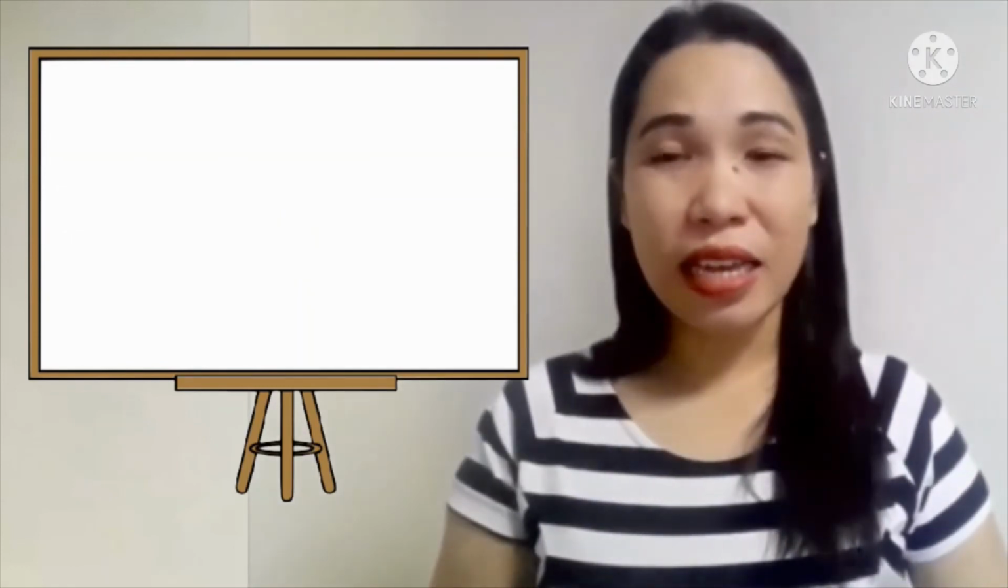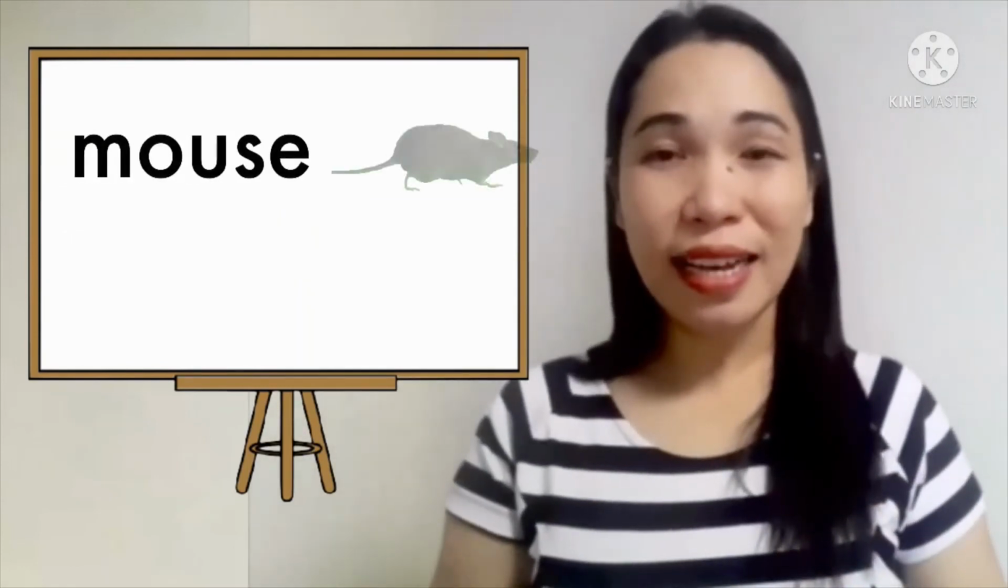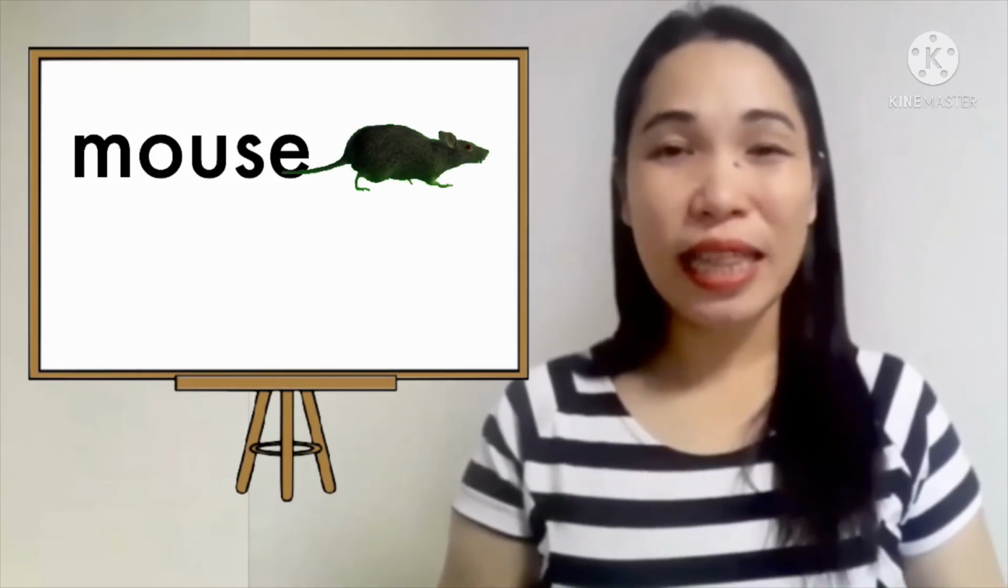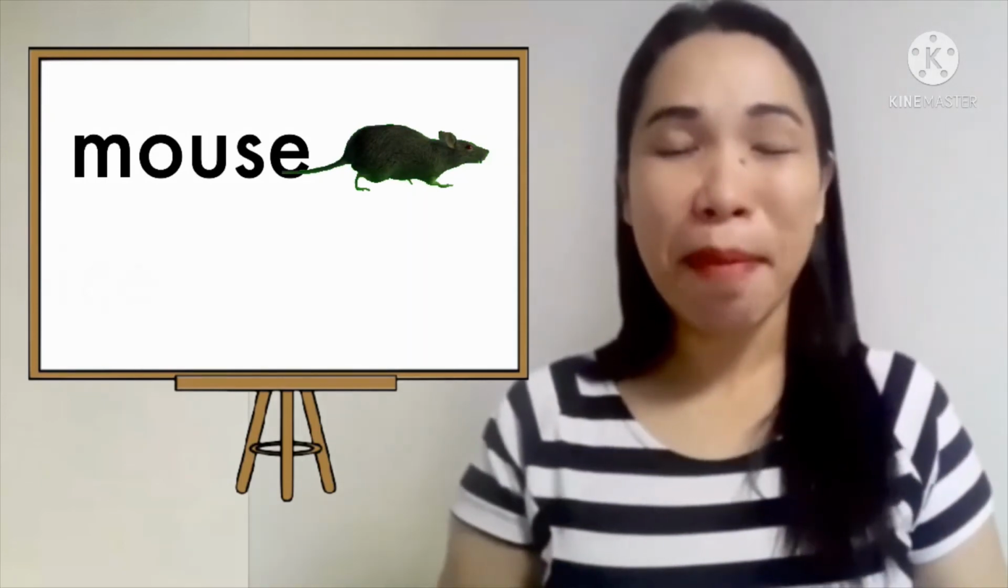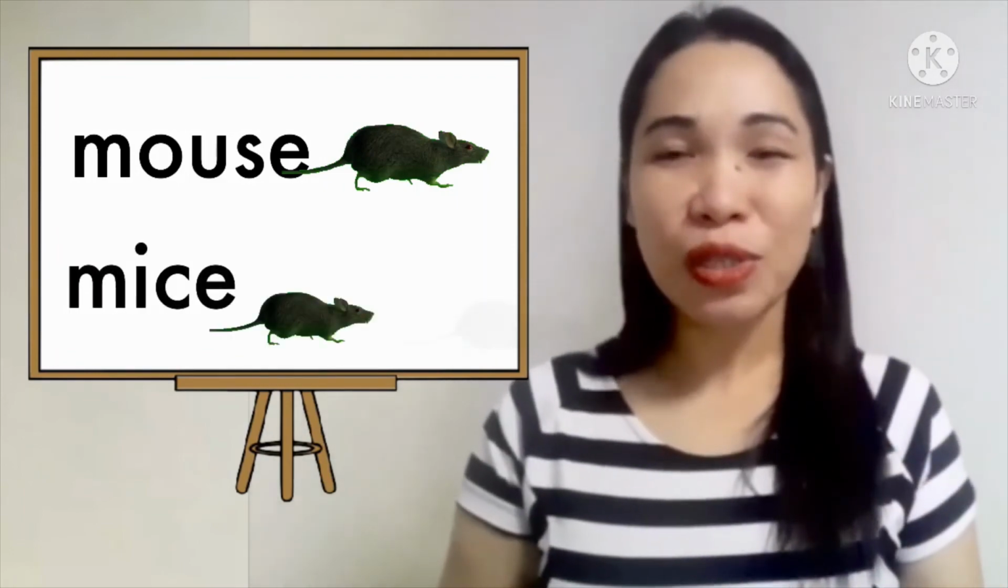Next word is a mouse. Pag isang daga lang, we call it a mouse. Pero pag marami na, we call it mice. So mouse, mice. Okay, so sana you have learned something today about singular noun, kung paano natin siya gagawing plural noun. So sana may natutunan kayo, but you have to be careful.